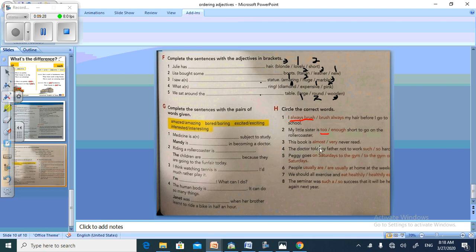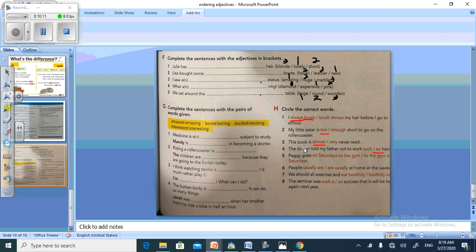This book is almost or very never read. Yes, almost never read, not very. Because we said that almost comes after the verb to be, like always. The doctor told my father not to work such or so hard. Such is followed by article, adjective, then noun. So hard. So plus adjective, and that's it.